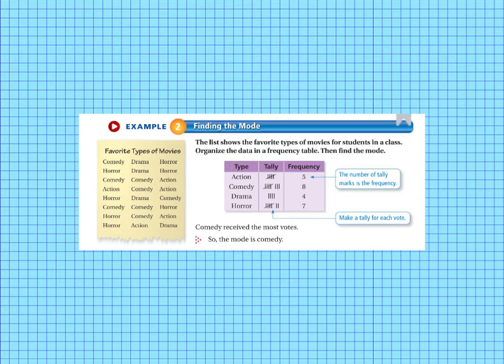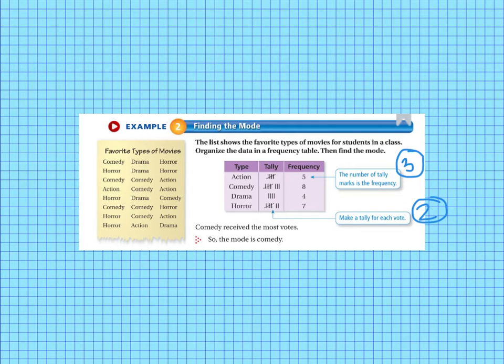Example 2, we're finding the mode. The list shows the favorite types of movies for students in a class. Organize the data in a frequency table, then find the mode. So we are being asked to find the mode for this information. Our first step is to make a frequency table. So this is a frequency table right here. And our second step is to make a tally for each vote. Every time somebody tells you what their favorite type of movie is, you would mark that down in the tally section.